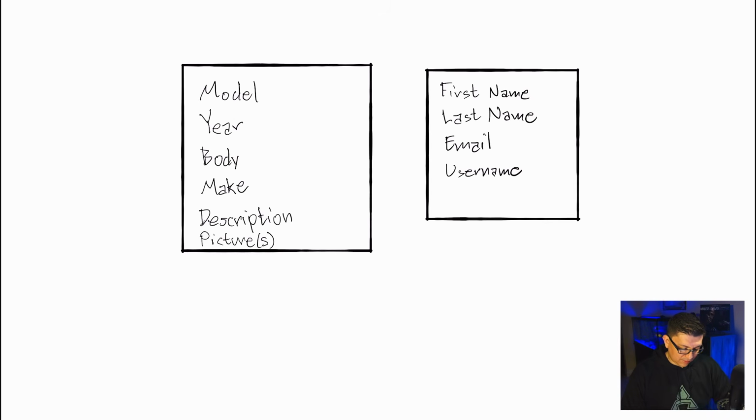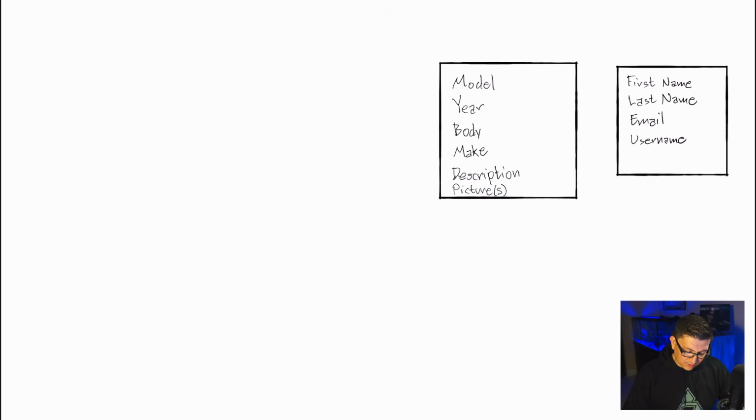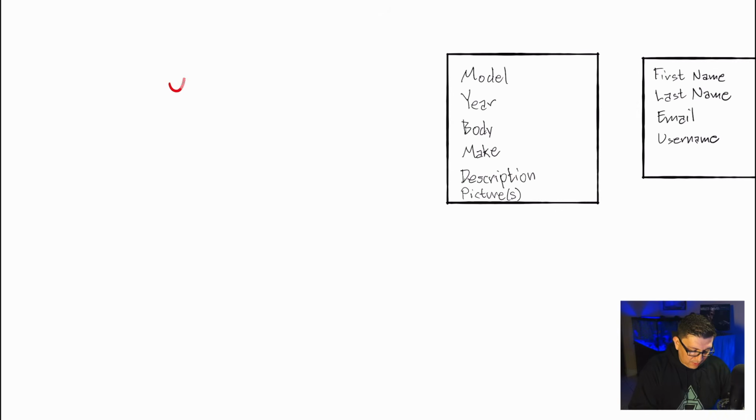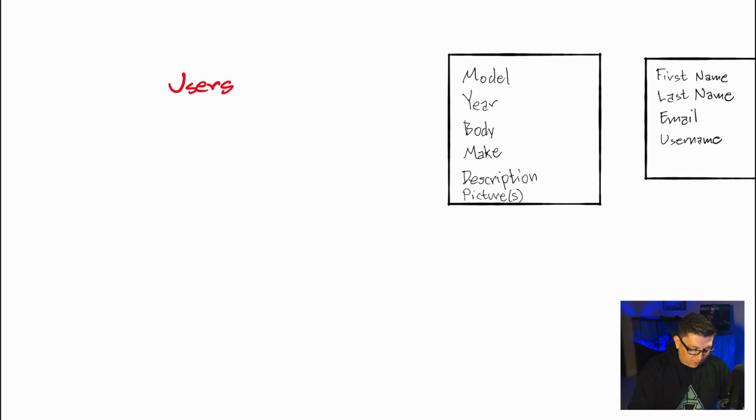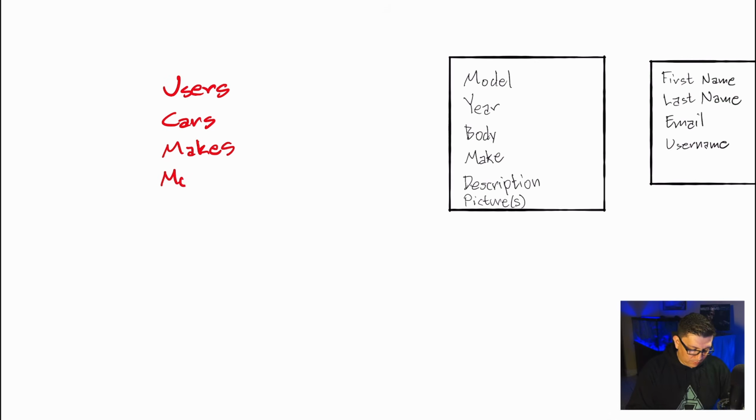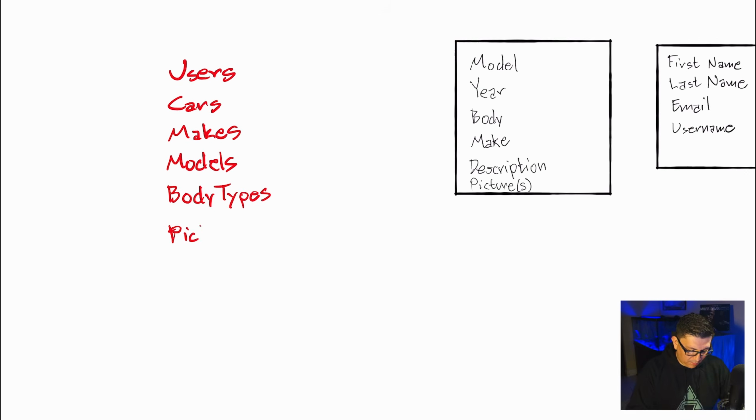Okay, so looking at this, let's break it up into pieces, right? So what are the different objects or entities that need to be stored in the database? What I can see so far that stands out right away is the user or users. We also have cars, we have makes, we have models, we have body types, and we have pictures. We've identified the different entities that we'll have to create database tables for.